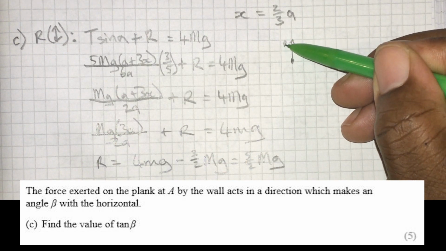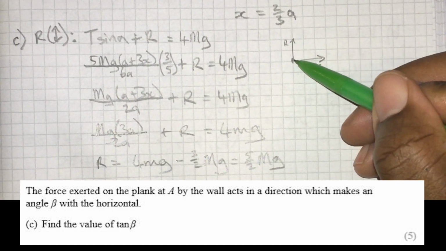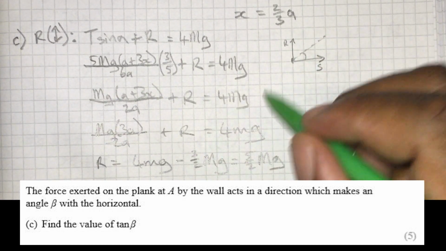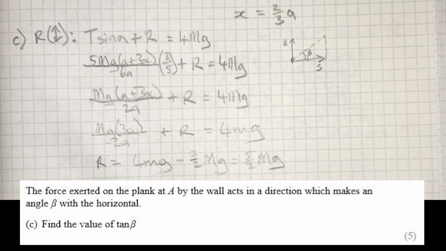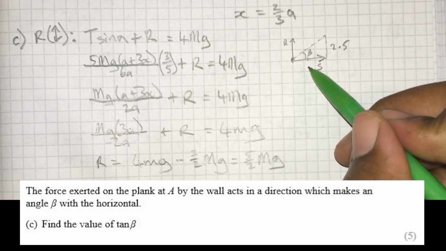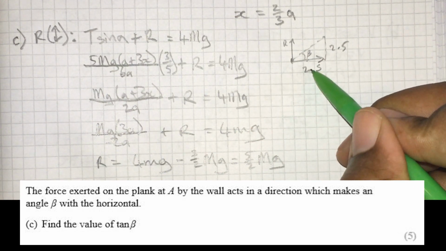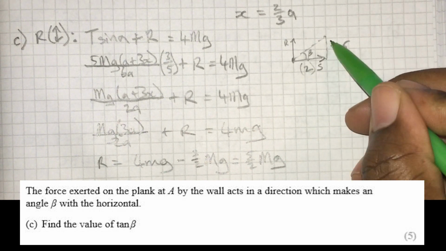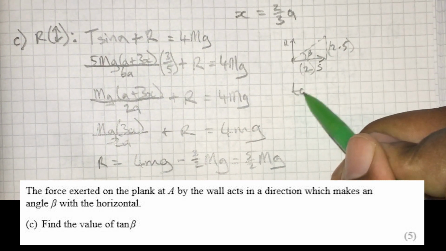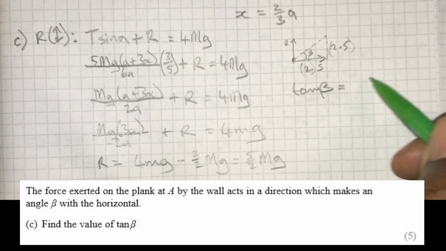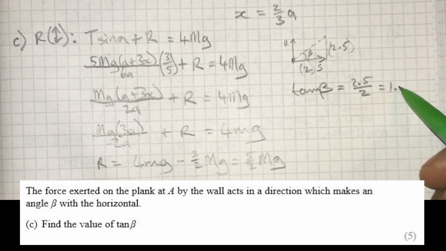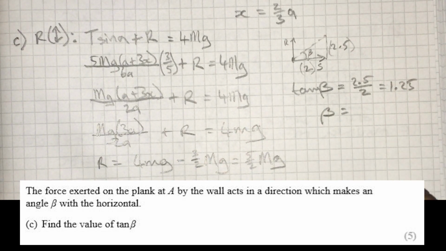All right, so now I have R, which is 2.5mg, and S was 2mg. So I should be able to find the angle which their resultant force is acting in. Okay, so I'm just going to do a little bit of trigonometry. So tan of beta is going to equal 2.5 over 2. And then obviously we can go ahead to find beta, but we were only asked to find tan beta. So the answer, 1.25.